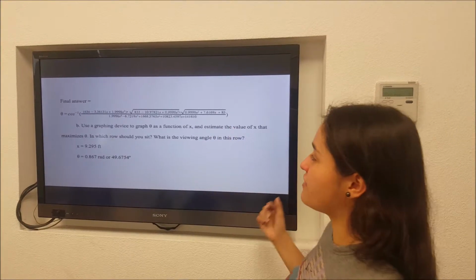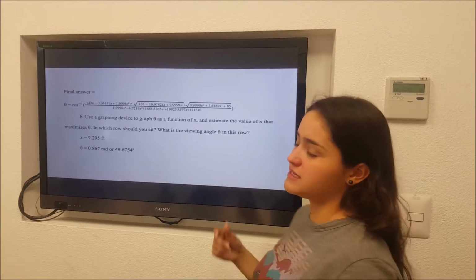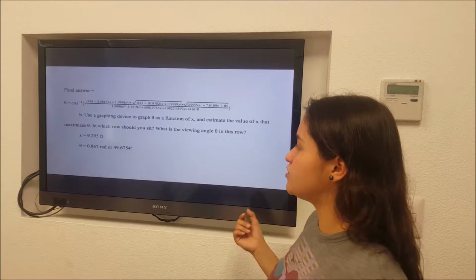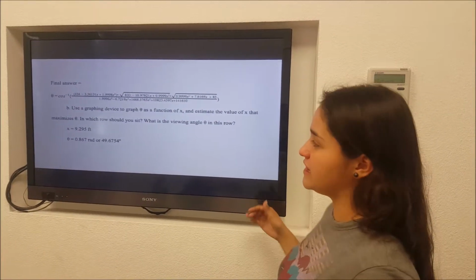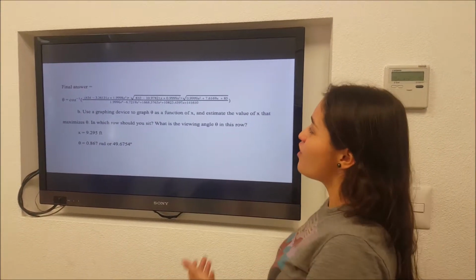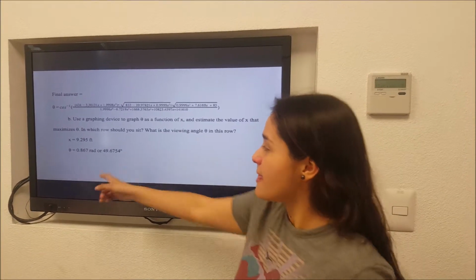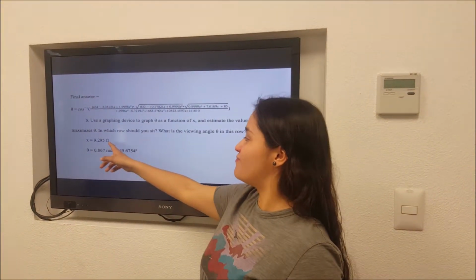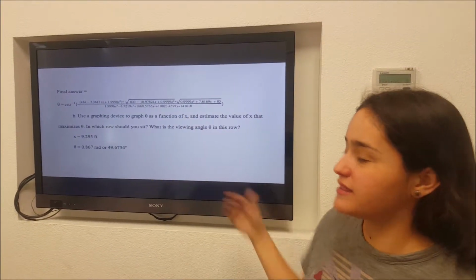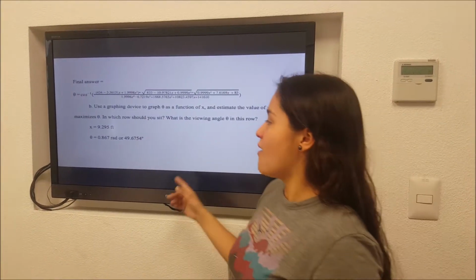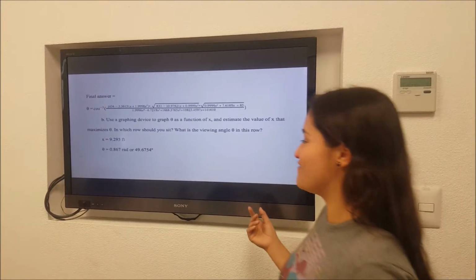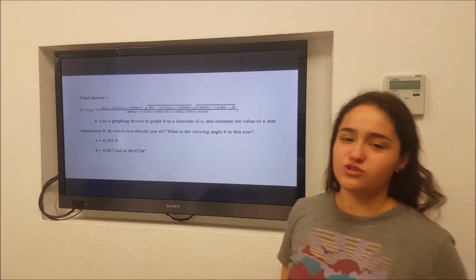It says to use a graphing device to graph theta as a function of x. In this case we used GeoGebra, and estimate the value of x that maximizes theta. In which row should you sit, and what is the viewing angle of theta in this row? To get the x that maximizes theta, we get this as in the previous problem from the graph. And in the graph we get that the maximum value of x is 9.295 feet. And from that x we have to get the value for theta, which in this case would be 0.867 radians or 49.6754 degrees. Therefore, we should sit in the fourth row.